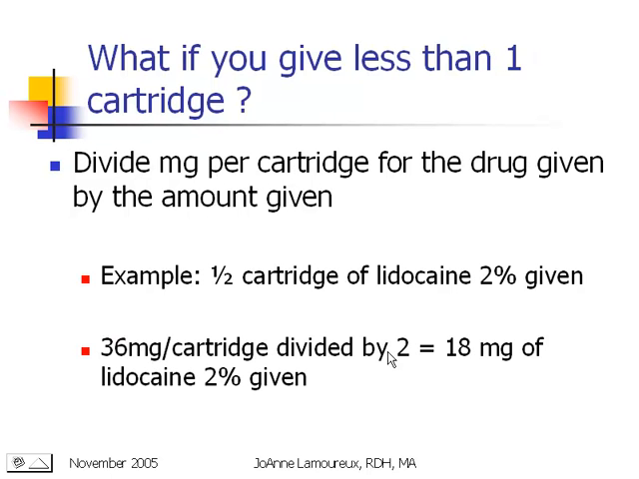What if you give less than a cartridge? Well, then you're going to divide the milligrams per cartridge for the drug that's given by the amount given. For example, you use half a cartridge of lidocaine 2%. You know that there are 36 milligrams in the cartridge. You've given only half of it, so you divide it by 2. That tells you that you gave 18 milligrams of lidocaine.